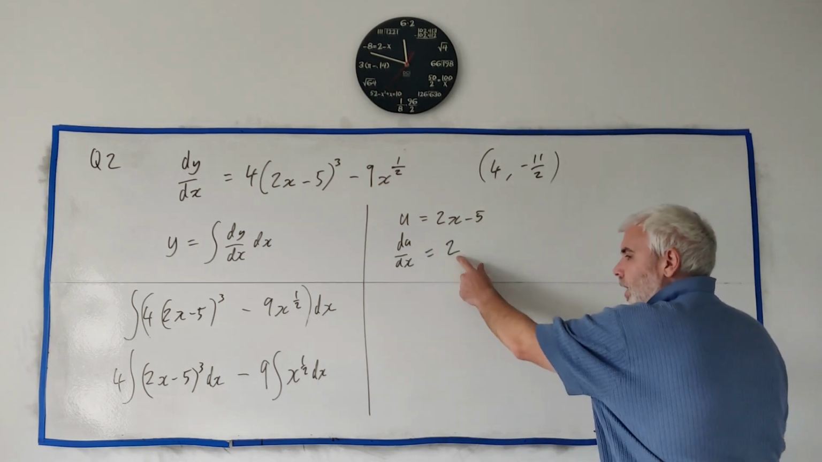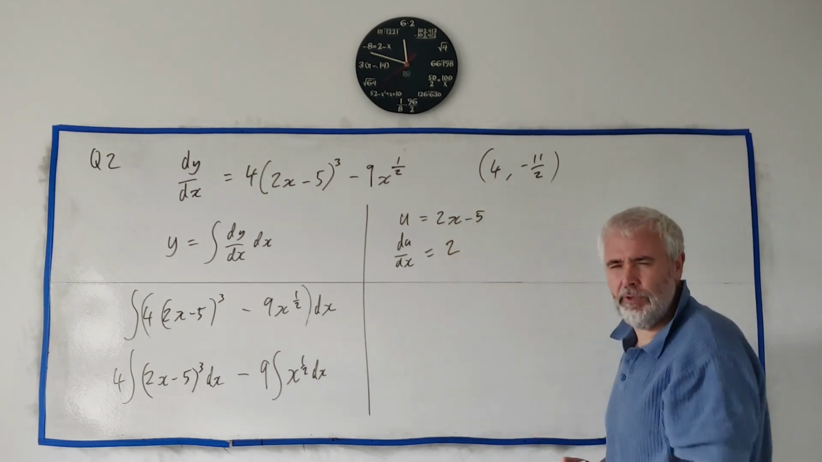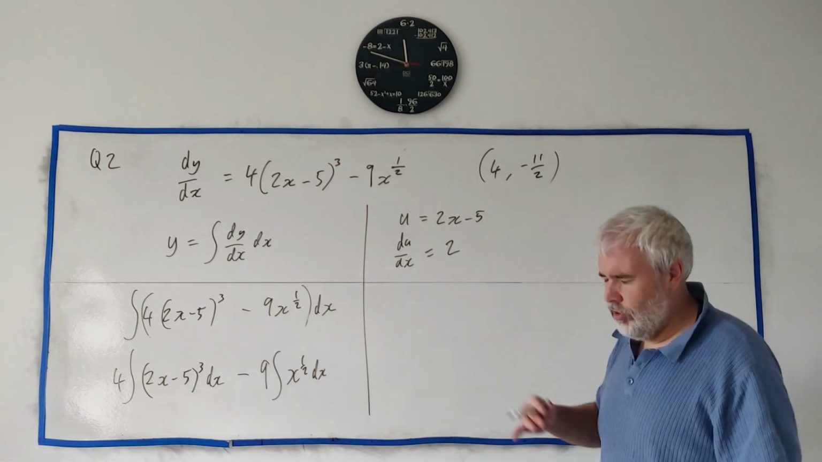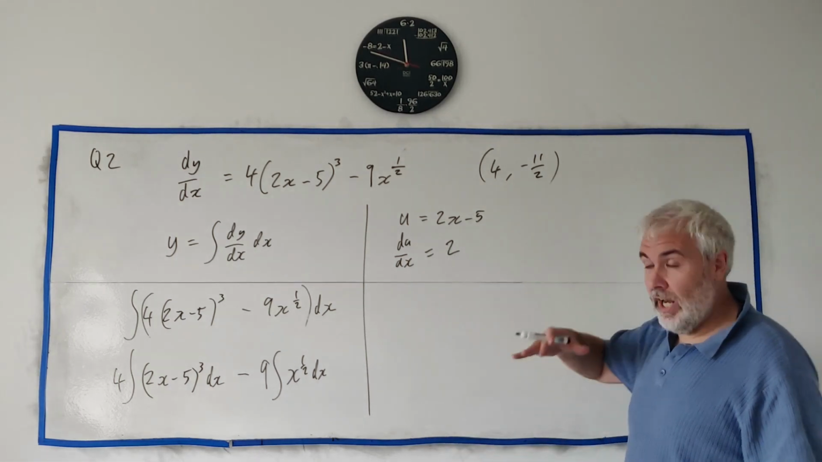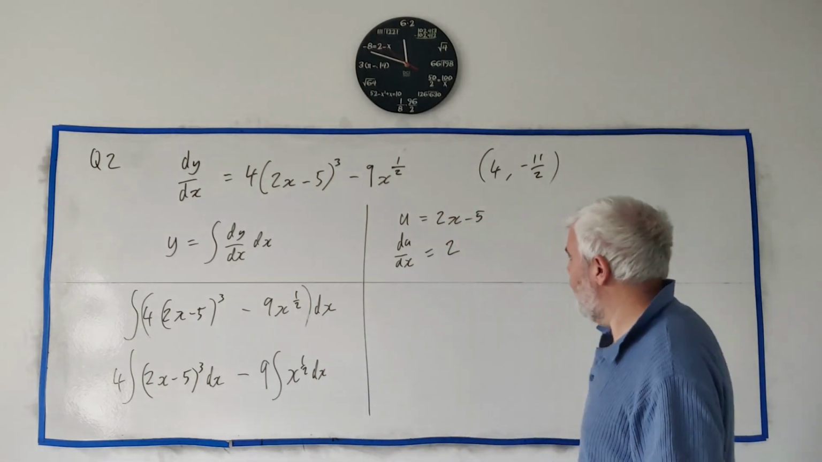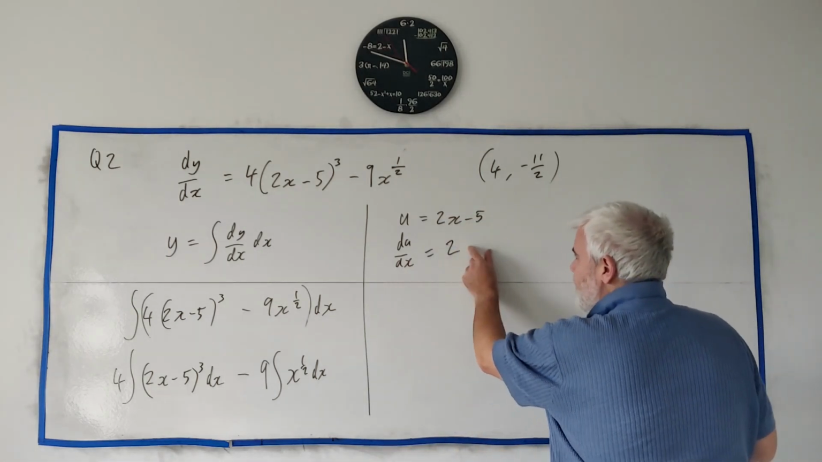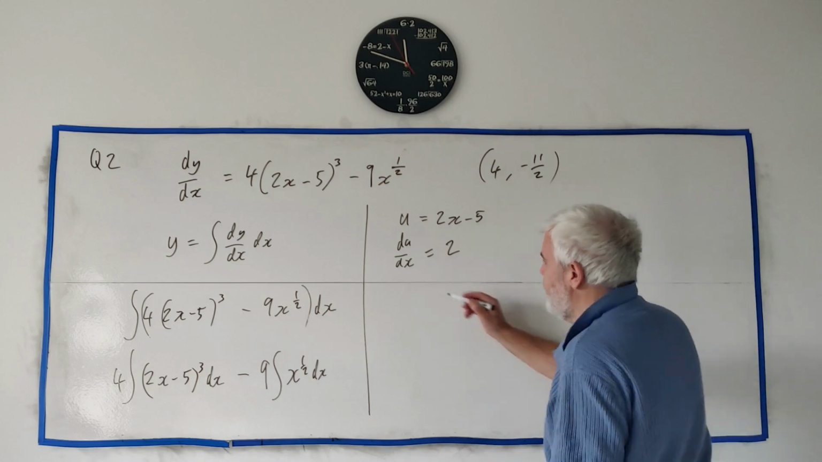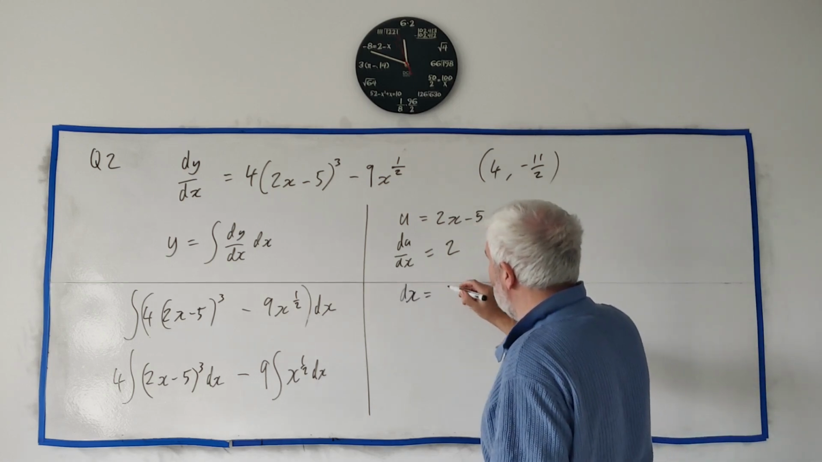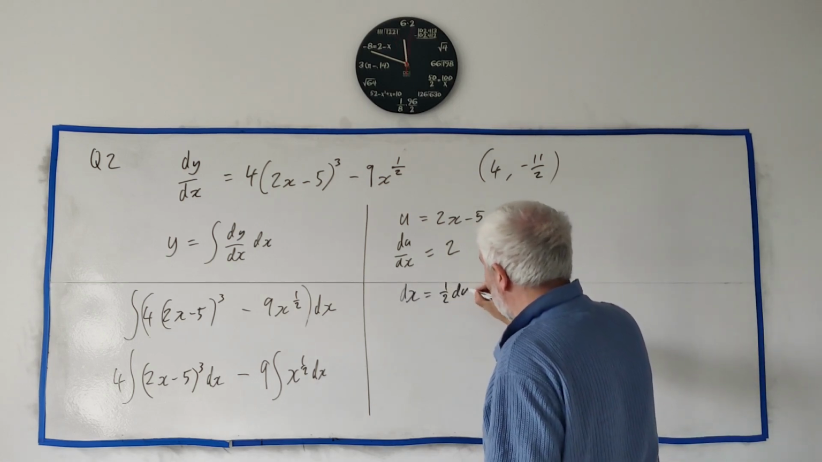Now it's very important when the derivative is something so simple, just a scalar, just a constant, we're able to do the shortcut I'll show you in a moment. Rearrange this so x is on its own and 2 is underneath. We get dx is equal to 1 over 2 du.